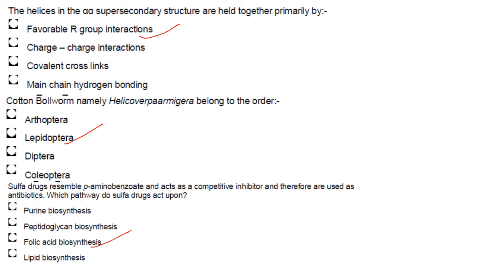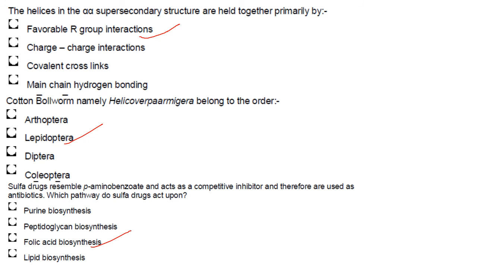Then next one, the helices in the alpha-alpha super secondary structure are held together primarily by favorable R group interactions. Answer is option A. Then cotton bollworm, namely Helicoverpa armigera, belongs to the order. It belongs to the order Lepidoptera. Answer is option B.